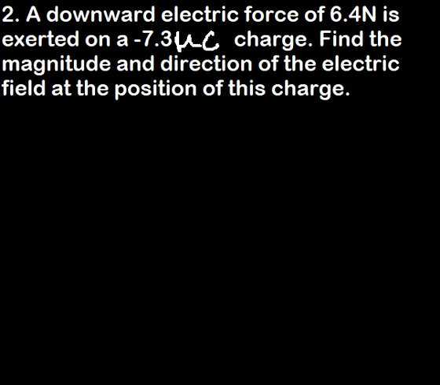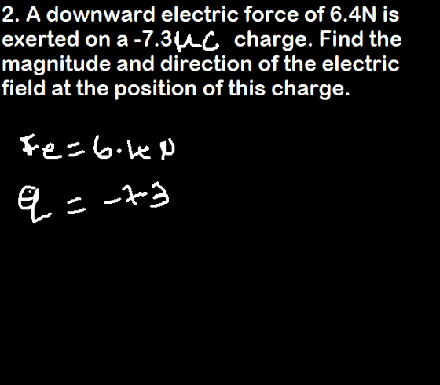And let's consider another question. The question says a downward electric force, that is electrostatic force, of 6.4 newtons is exerted on the charge. And what is the charge? Negative charge, which is negative 7.3 micro, times 10 to the power negative 6 coulomb. Mind you, the charge has to be in coulomb. And the question says, what is the magnitude and the direction of the electric field, if that's the case?